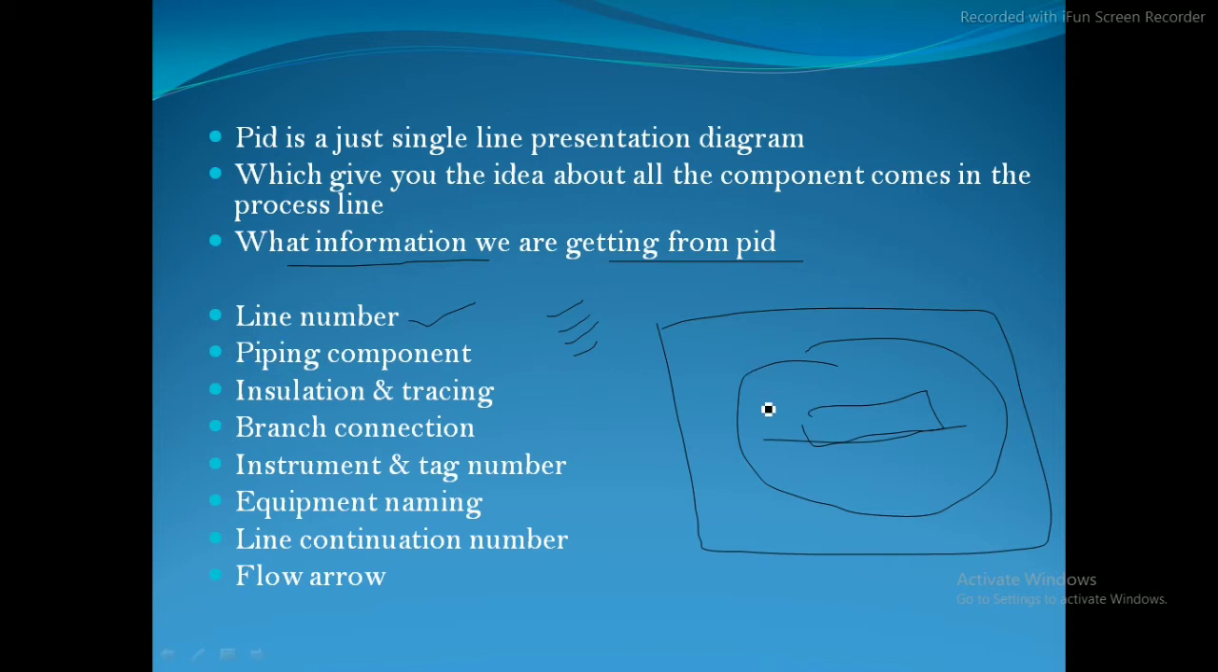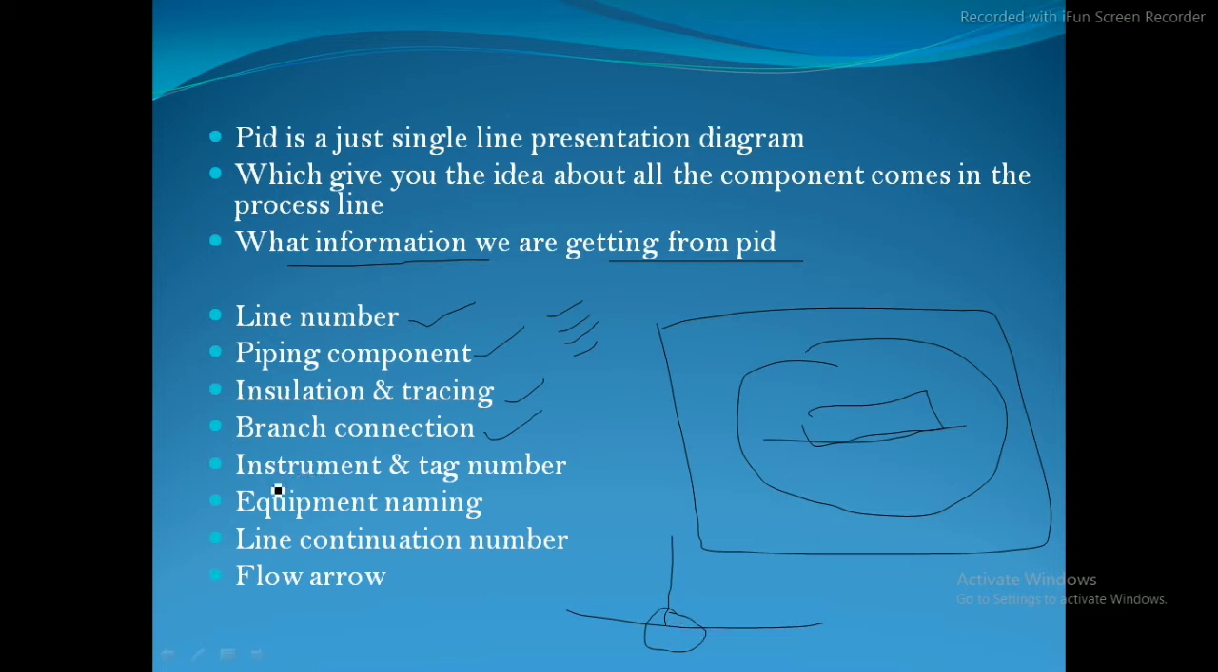And what more information are you getting in the P&ID? You will get the piping components, the insulation and the tracing on the line, and the branch connection. If you have one line of 10 inch and you get a 4 inch branch, you have to check what branch connection I have to take. So you know the idea: this is a 10 inch, so this will be a 4 inch, and I have to check out the branch connection.